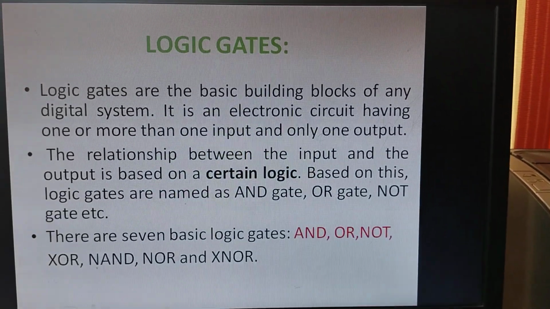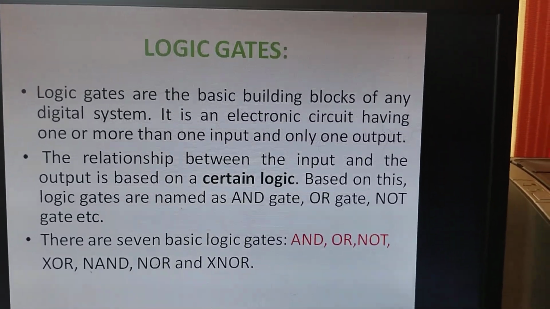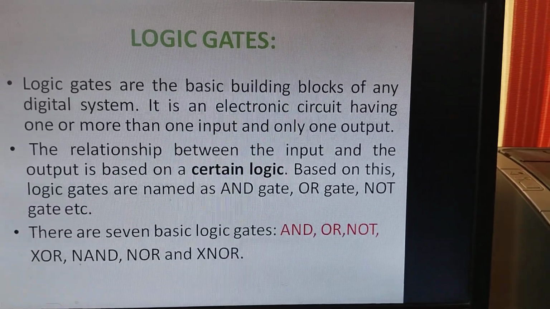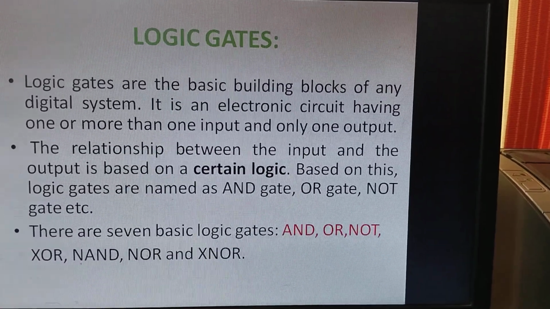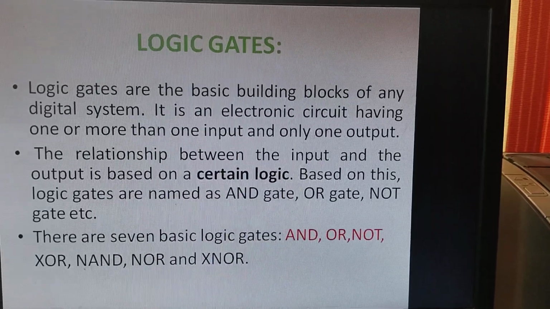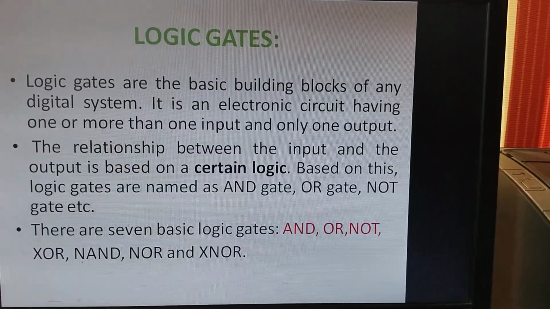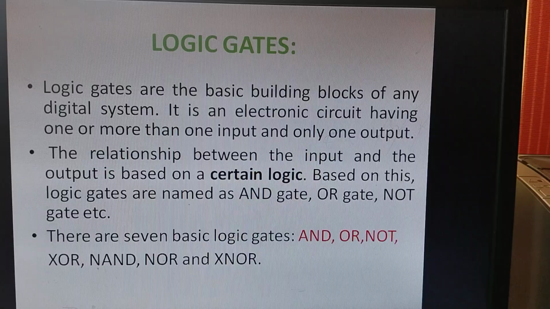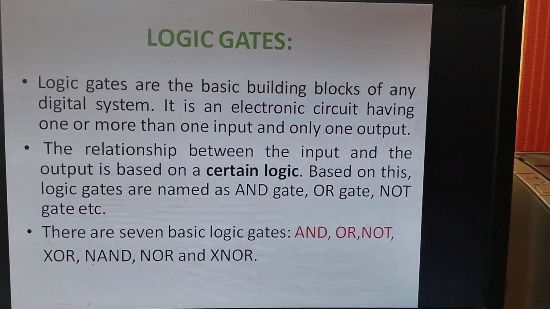Next is logic gates. What do we mean by logic gates? It is a basic building block of any digital system. It is an electronic circuit having one or more than one input and only one output. The relationship between the input and the output is based on a certain logic. Based on this logic, the gates are named AND gate, OR gate and NOT gate. Totally there are 7 gates available: AND, OR, NOT, XOR, NAND, NOR and XNOR.